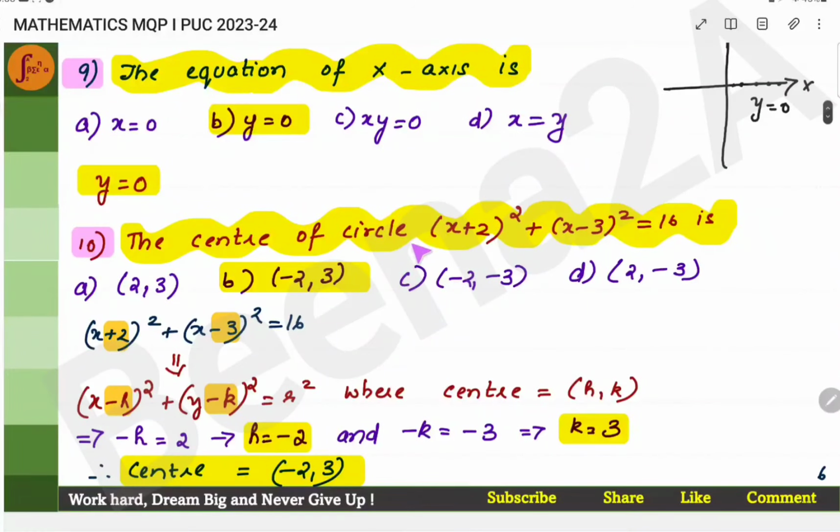10th one: the center of the circle is. They've given this circle equation, and you have to find the center of the circle.